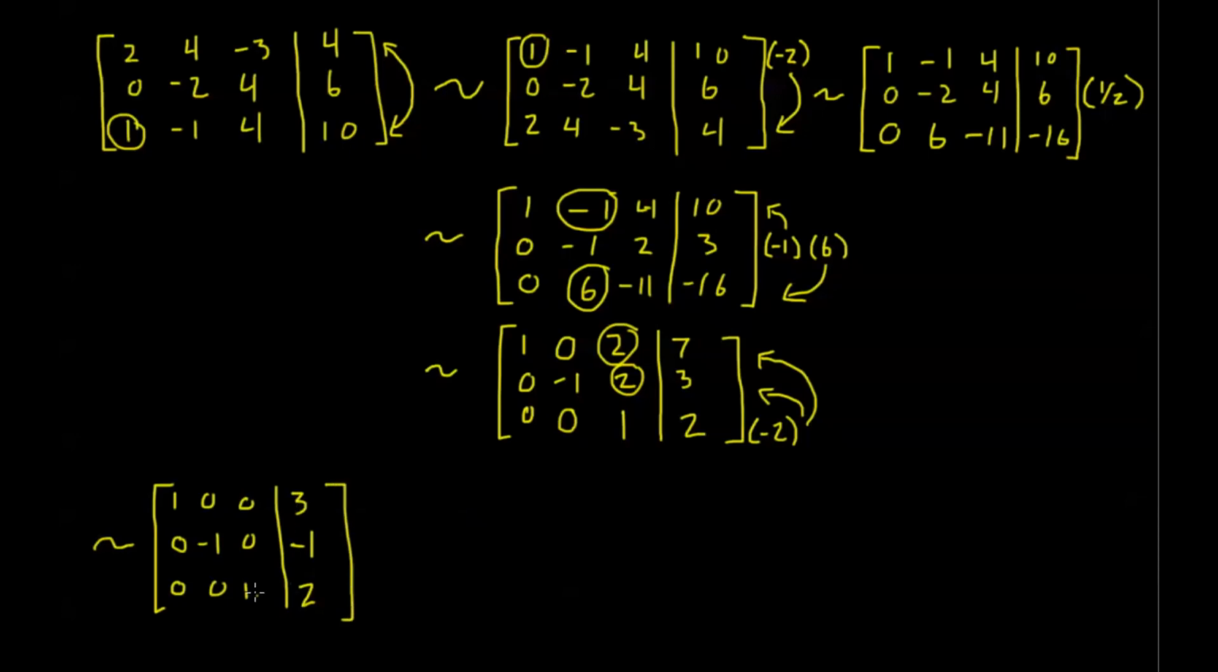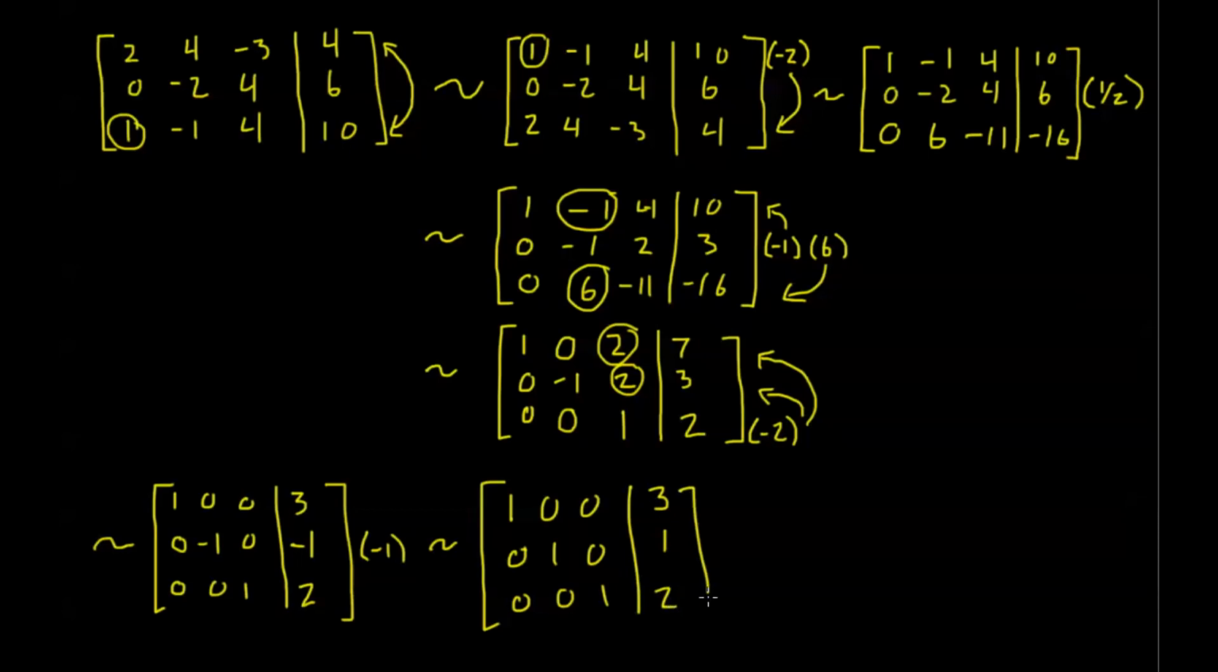Now the last thing I'm going to do is, I said I wanted 1s on this diagonal, so I'm going to multiply this middle row by a -1. And that gives us this new system, 1, 0, 0, 0, 1, 0, 0, 0, 1, with now my solutions over here are 3, 1, 2. Now remember we said before about the augmented matrix, this is our x, this is our y, this is our z. So now that we're in this final form, we get the solution set: x equals 3, y equals 1, and z equals 2.